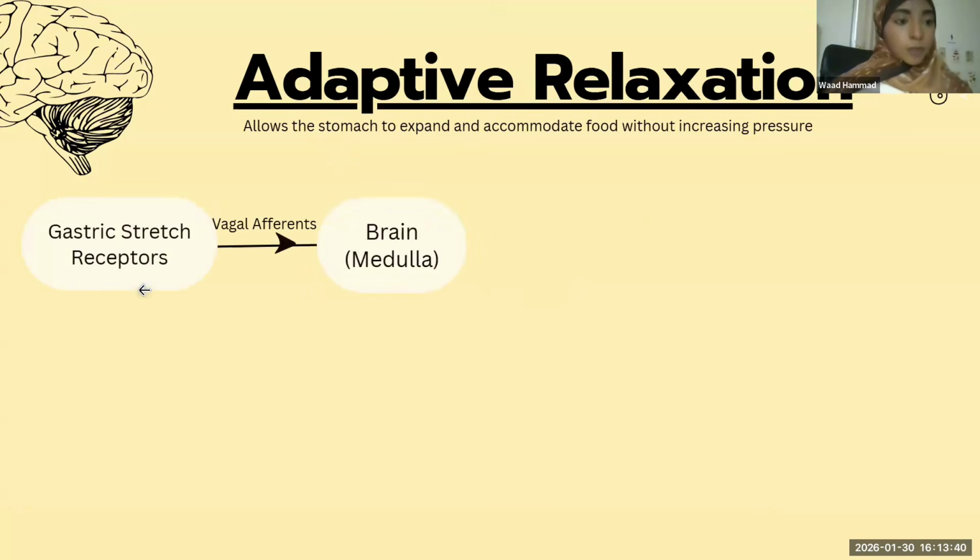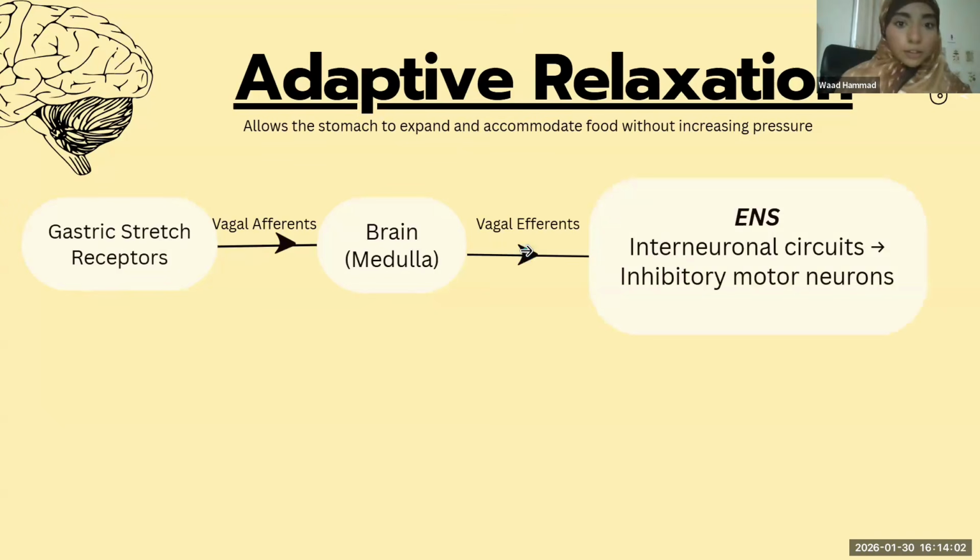pressure inside our stomach. So gastric stretch receptors in our stomach detect that, wait, this person is eating more. Our stomach is having more pressure in it. We need something to happen. So it sends vagal afferents. Afferents is basically just the sensory signals. They send it to the medulla, and then the medulla will detect that and it will send efferents to the ENS, the enteric nervous system, which is locally there in our stomach. This causes interneuronal circuits to do their things, and it stimulates the inhibitory motor neurons.